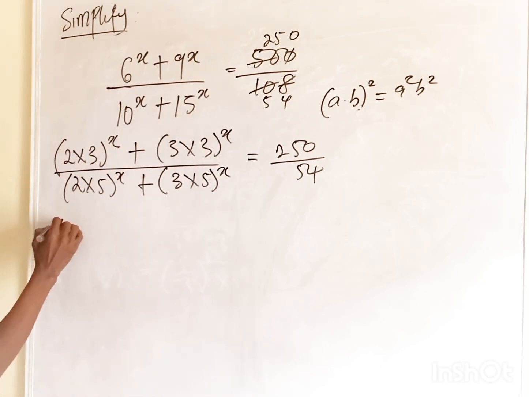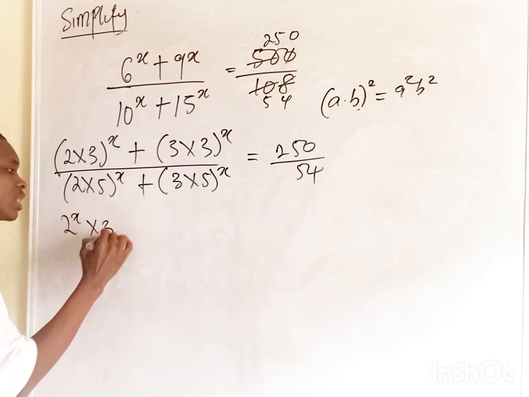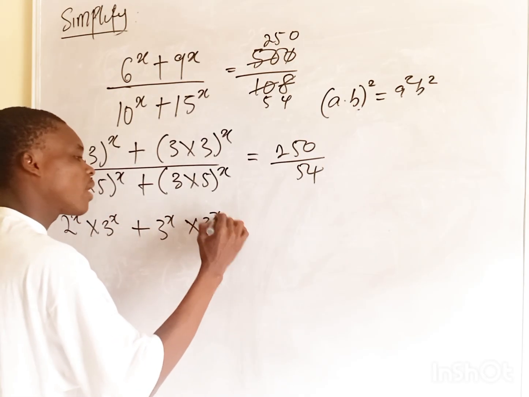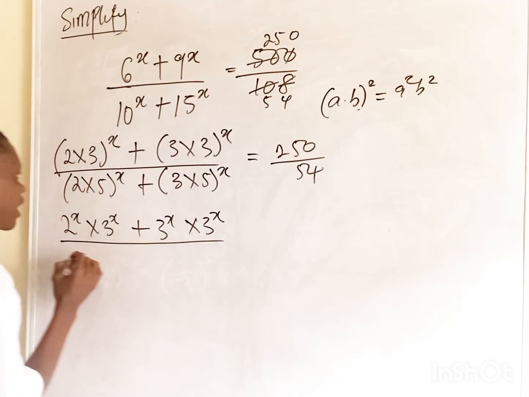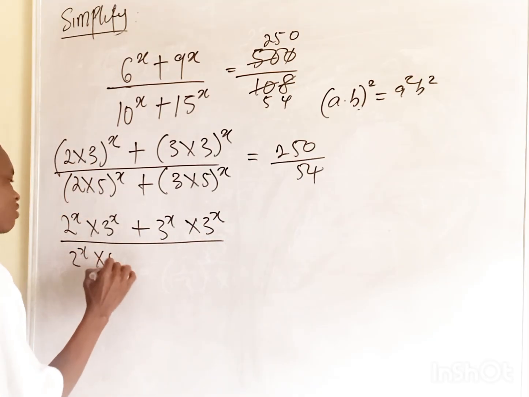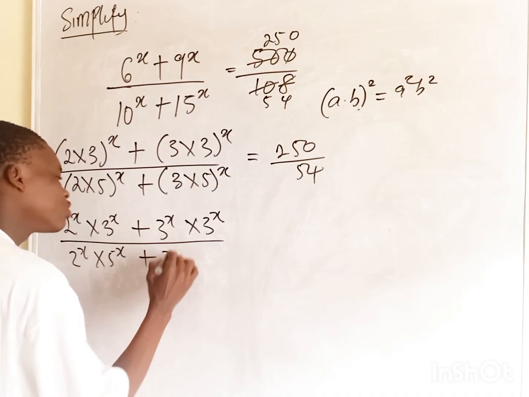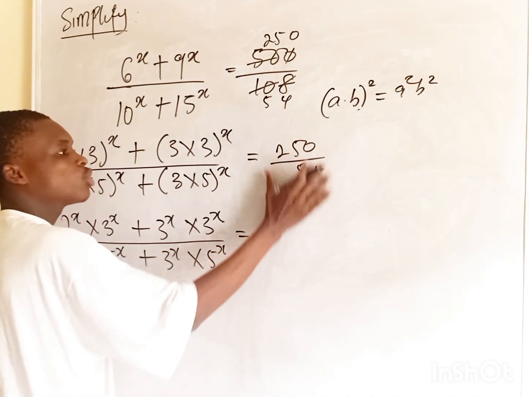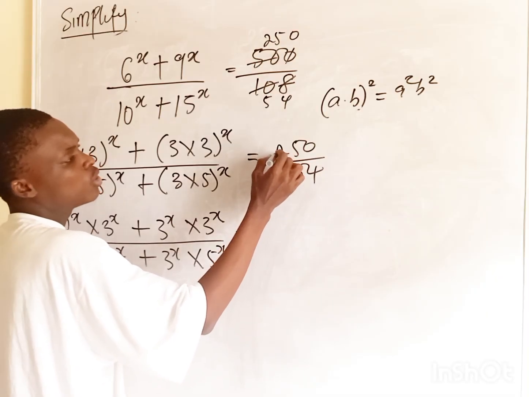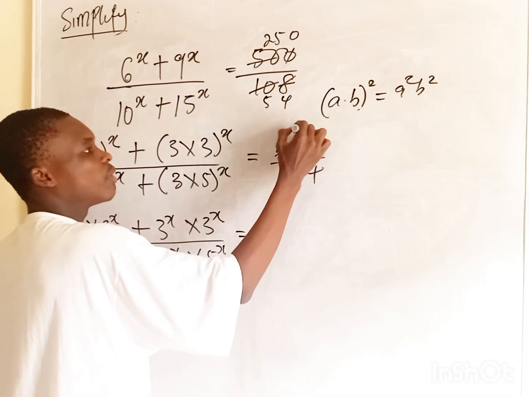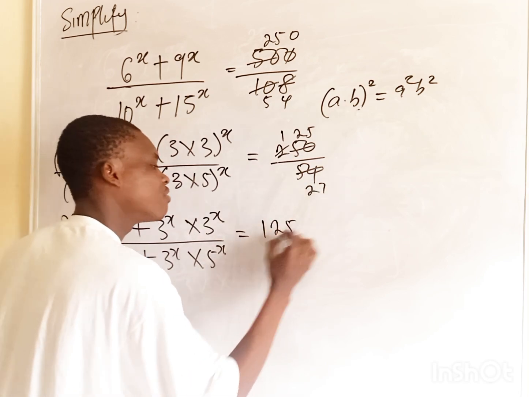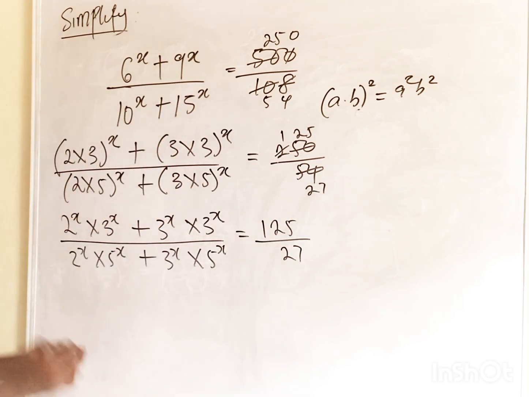So if we distribute them, we have 2 to power x times 3 to power x plus 3 to power x times 3 to power x, all divided by 2 to power x times 5 to power x plus 3 to power x times 5 to power x equals, clearly we can also reduce this. So if 2 going into 2, we have 1, 2 going into here, we have 25, 2 going into here, we have 27. So this is 125 all divided by 27. Alright, so that is the first step.